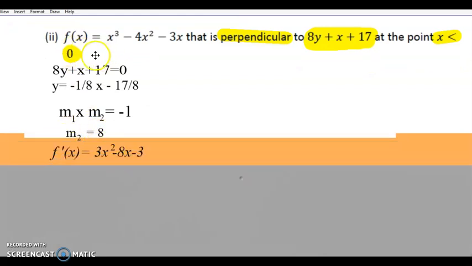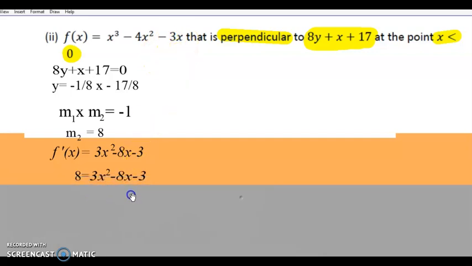So we now find the derivative of the function. Our differentiation rule says my exponent must be multiplied with my coefficient, and after I've done that I need to subtract 1 from my exponent. 3 multiplied by 1 is 3, x squared. 2 multiplied by negative 4, negative 8. 2 minus 1, x to the power of 1. 1 multiplied by negative 3 is negative 3. 1 minus 1 is 0, so x to the power of 0 is 1, so 3 times 1 is 3.